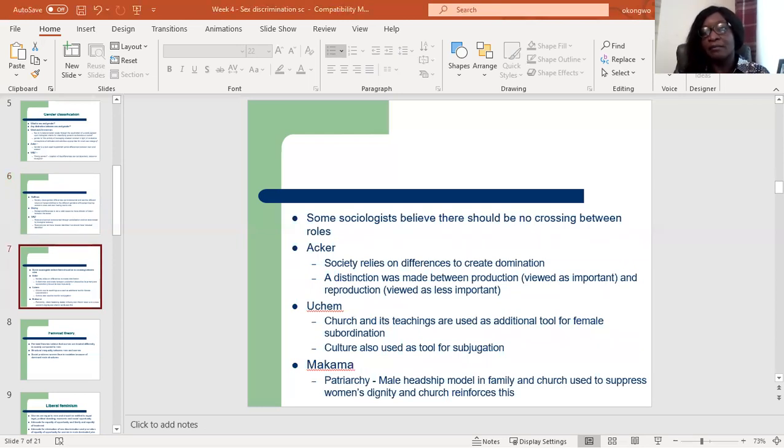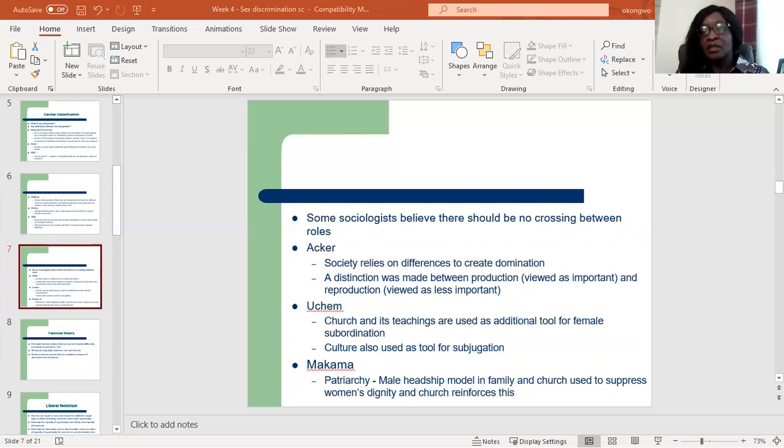However, we have some sociologists who believe that there should be no crossing between gender roles, that there should be men's roles and there should be women's roles. Then Eka went on to say that society relies on differences in individuals to create a domination by portraying men as stronger beings, thereby placing them in top positions. So power is then distributed in society based on the perception of gender.